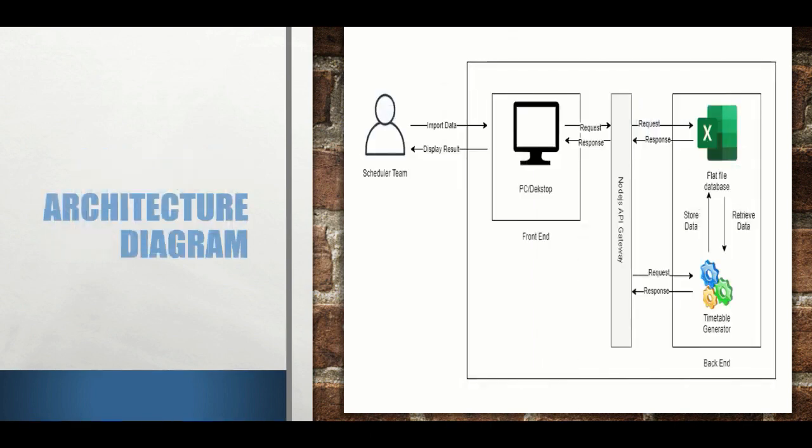This is the architecture diagram for the system. The scheduler team will directly interact with the PC to use the system. The front end and the back end of the system will communicate through a Node.js gateway API to send requests or get responses. The back end of the system consists of a flat file database, which is in CSV format, and also the timetable generator. Both the flat file database and timetable generator can then communicate directly without any gateway.